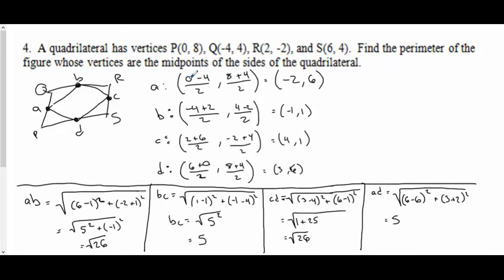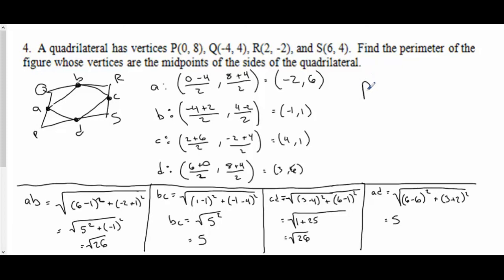Okay, so across the bottom here, I found all 4 of these, the lengths of the line segments. 2 of them were root 26 and the other 2 were 5. So that worked out quite nicely. I guess this is some sort of parallelogram. 2 sides are the same and the other 2 sides are the same.